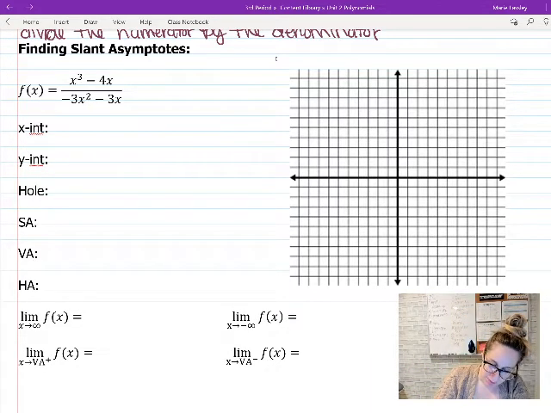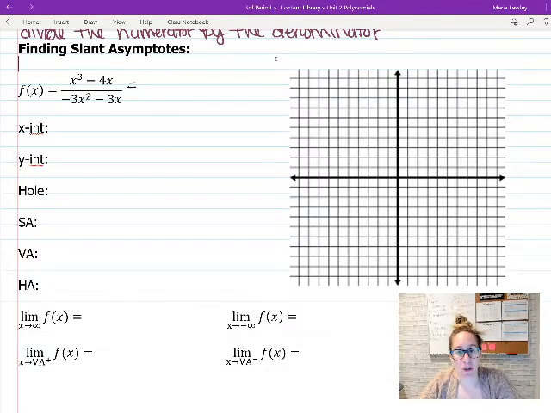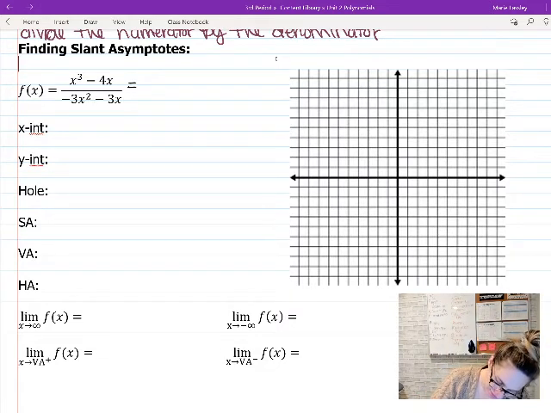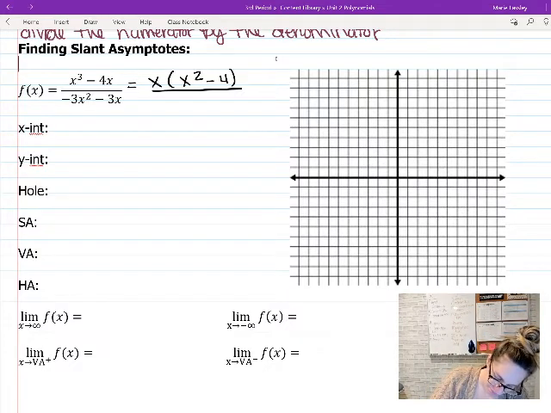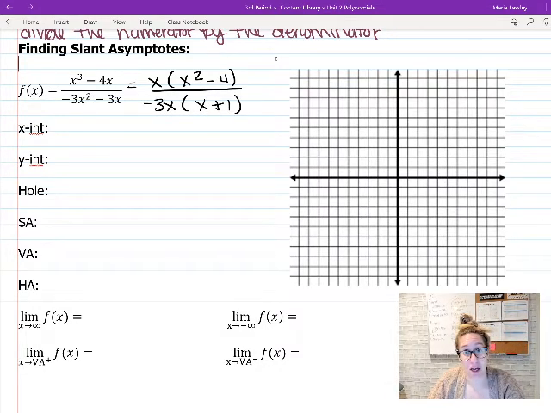Seeing if we can pull out any holes. So we're going to factor our numerator. It looks like I can factor out an x. That leaves me with x squared minus 4 on the top over, and it looks like I can factor out a negative 3x on the bottom. That leaves me with x plus 1.